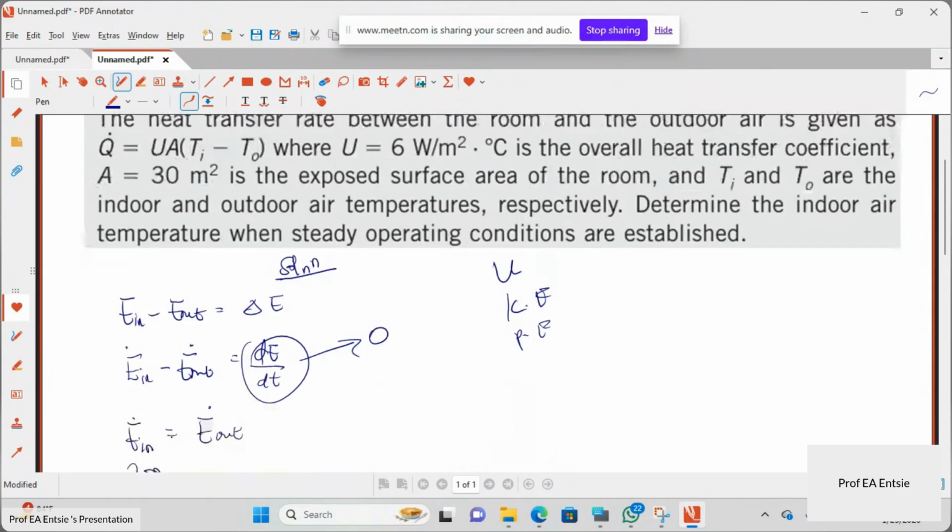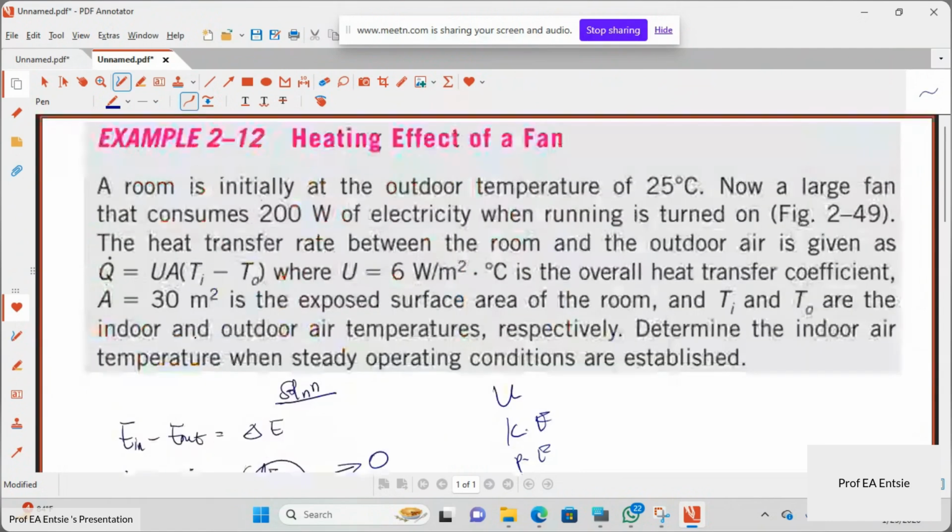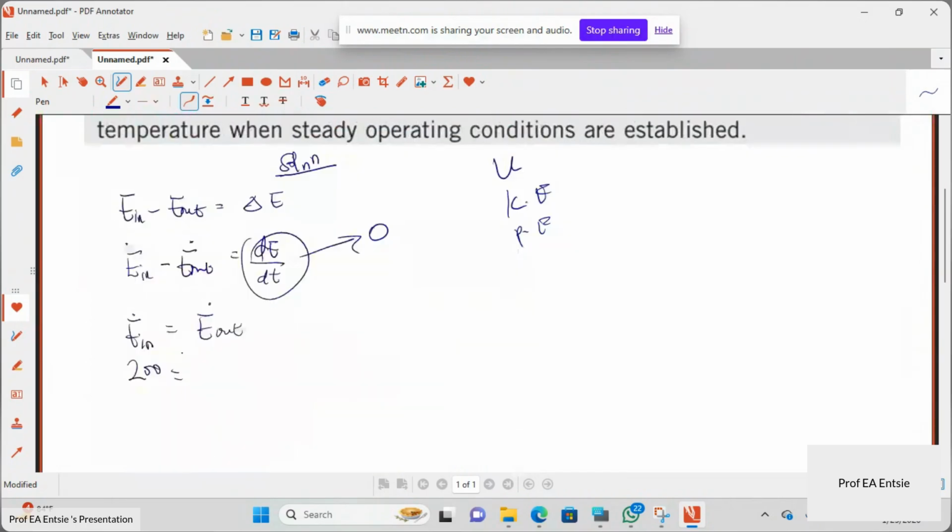And the E input rate was given as 200 watts because that was the energy consumption in terms of electricity, work done by the fan taking in that energy. It is equal to the output, which is the heat lost from the room to the outside air. It is given in terms of a formula. The formula is here. The formula is coefficient times area times the indoor temperature minus outdoor temperature.